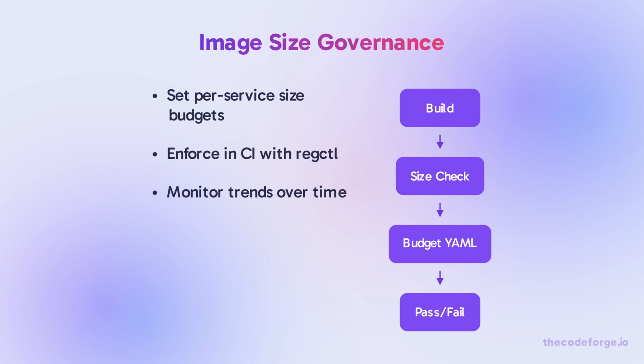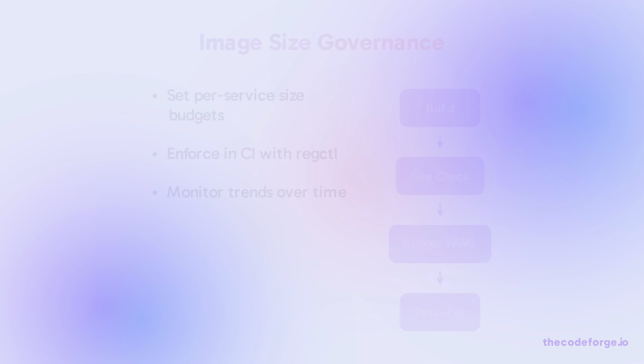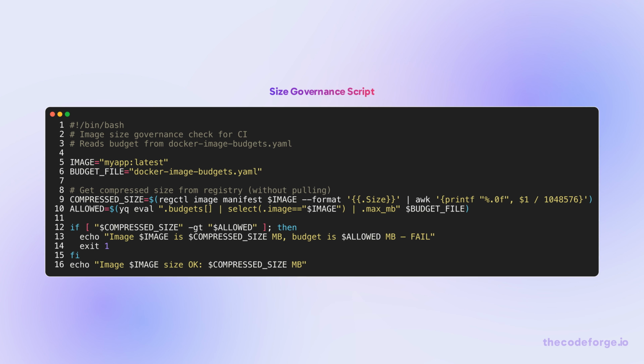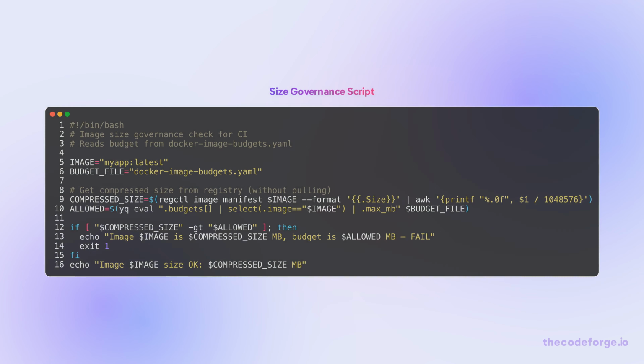Treat image size as a metric. Set budgets in a YAML file, check compressed size in CI using regctl, and fail builds that exceed limits. This script reads a budget from a YAML file and compares the compressed image size. It fails if the image is over budget.